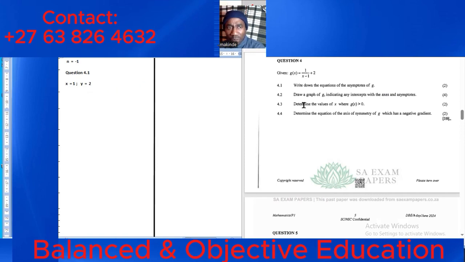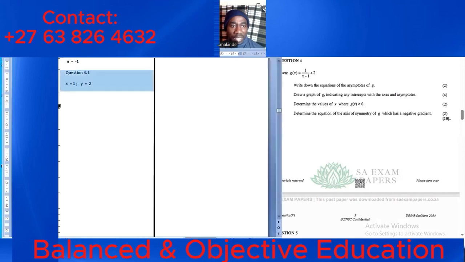Now, question 4.2. Draw a graph of G indicating any intercept with the axis and asymptote. So here we have to calculate the individual intercept. So let's calculate the x-intercept. And the x-intercept is gotten when y equals 0. So we substitute y equals 0 in place of this g of x.